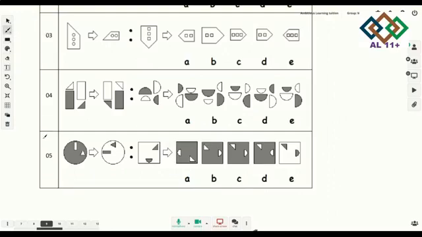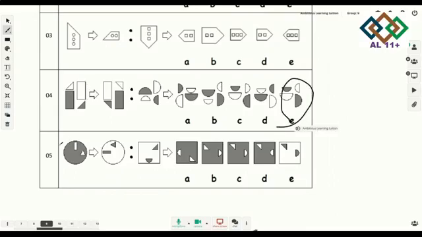Number 4 and number 5. In number 4, if you look at that, what's happening? Each shape has 1, 2, 3, 4. These 2 change, and these 2 change. The whole pattern is reflected in the horizontal line, vertically flipped, and the gray and white swap places. So obviously the answer for this one would be E.